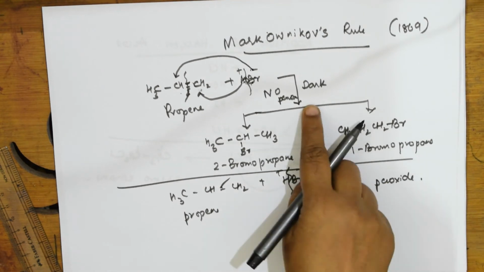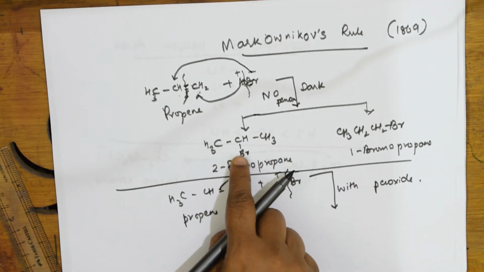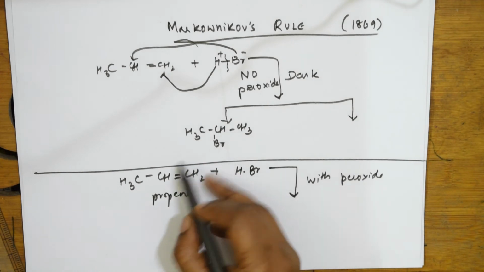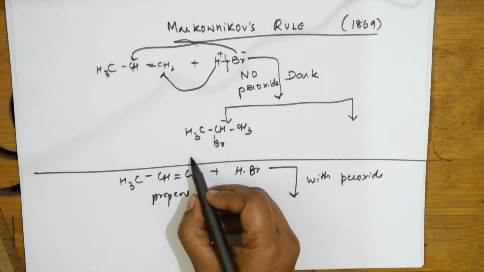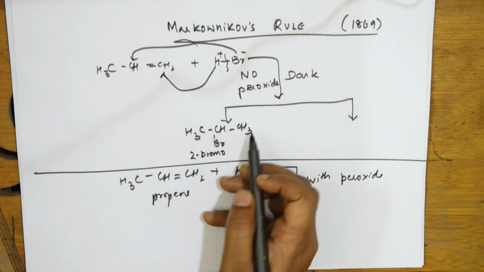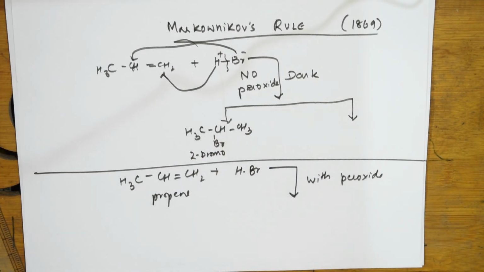Now when I see both the things, that too in the dark without peroxide, the major product is 2-bromopropane. Remember that. So what do we get after addition? We are going to get this. So what is the name of this compound? This is called 2-bromopropane, isn't it? So 2-bromo. Why did I write 2-bromo? Because 1, 2 or either side, whichever side you count, it is 2-bromo.